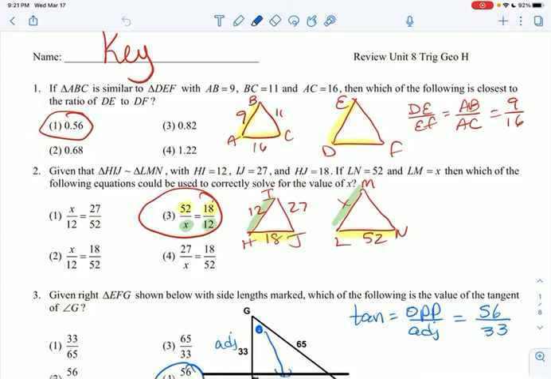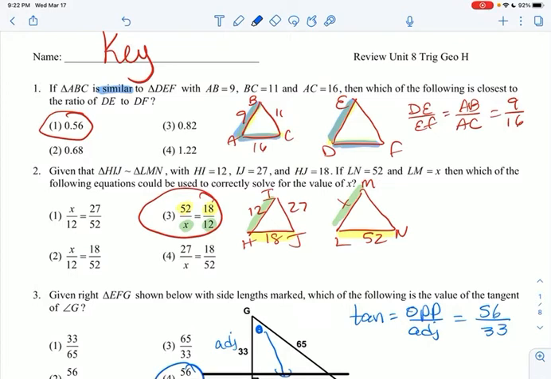So the key on the first question is that the triangles are similar. Remember, if they're similar, their sides are in proportion. So I want to know which of the following is closest to the ratio of DE to DF. Well, DE is the left side and DF is the bottom. So basically I need the left side and the bottom of the other triangle because the sides will be in proportion. And 9/16, if you do that in your calculator, is just 0.56.